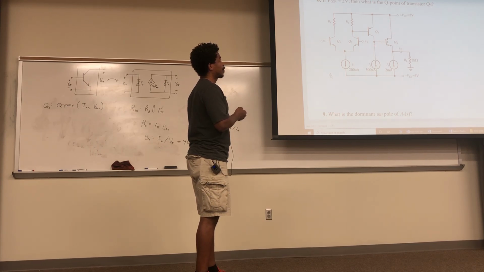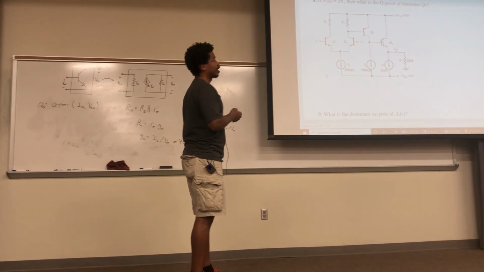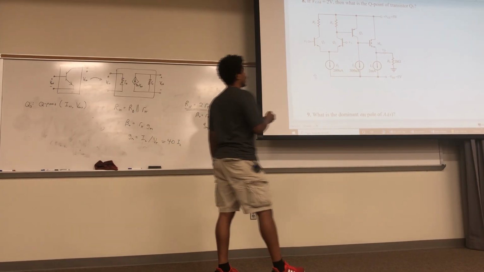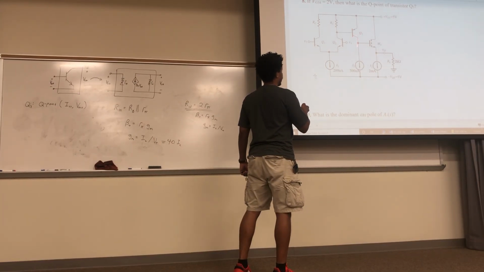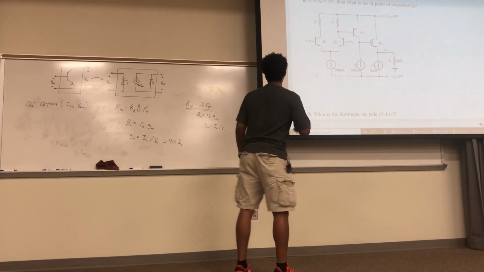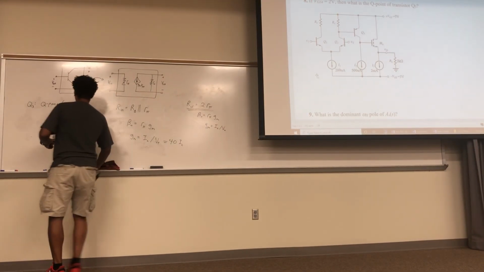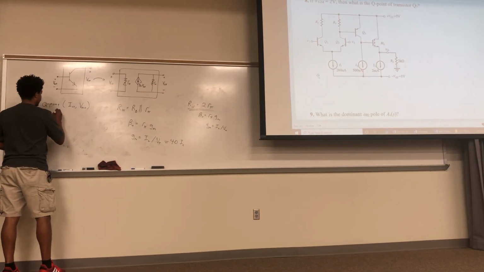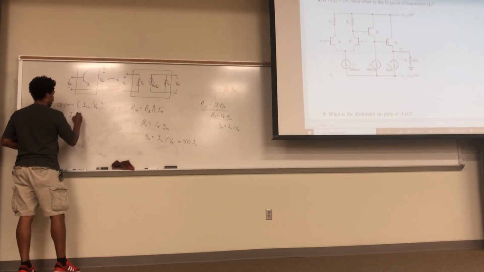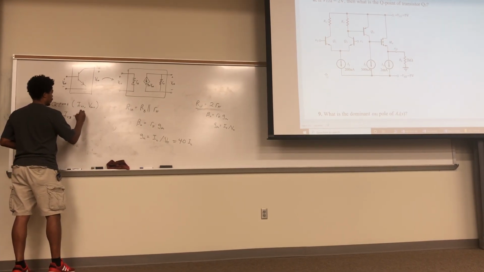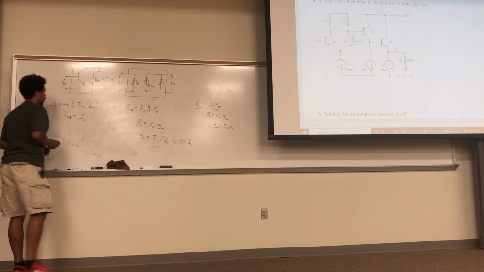How much is going in that direction right here? Zero. So that means this current right here is equal to this current. So that's great. So you can say that this IC3 is just equal to I2. Okay?